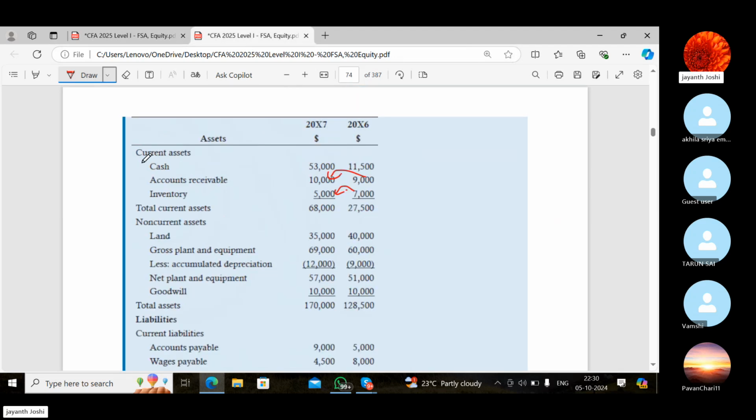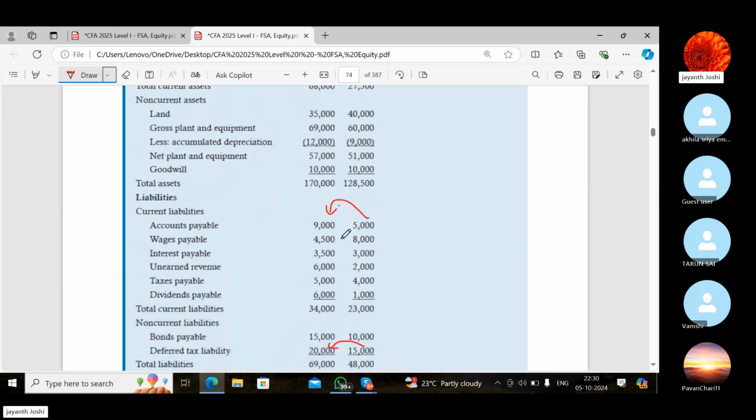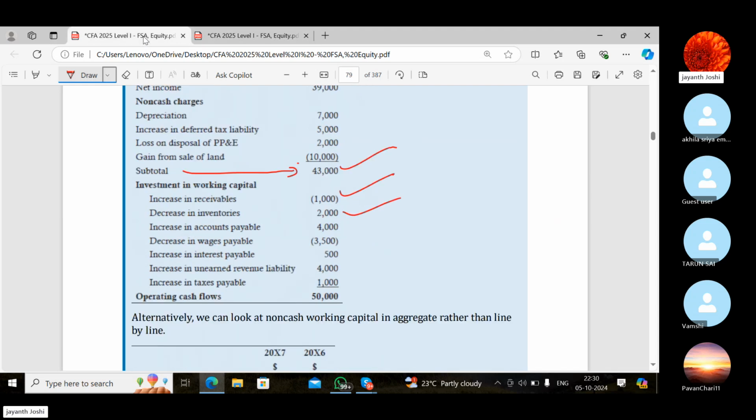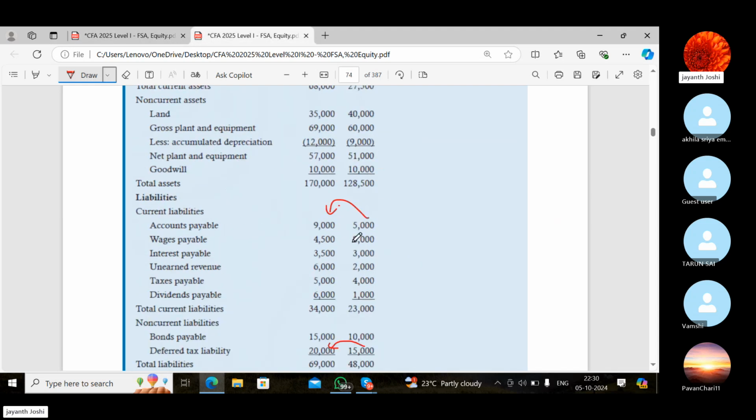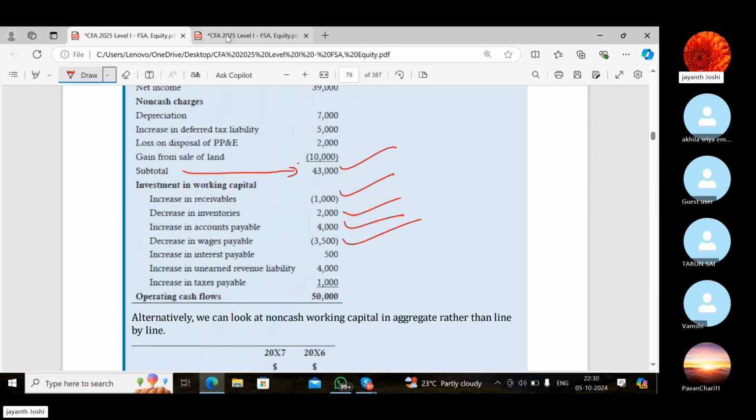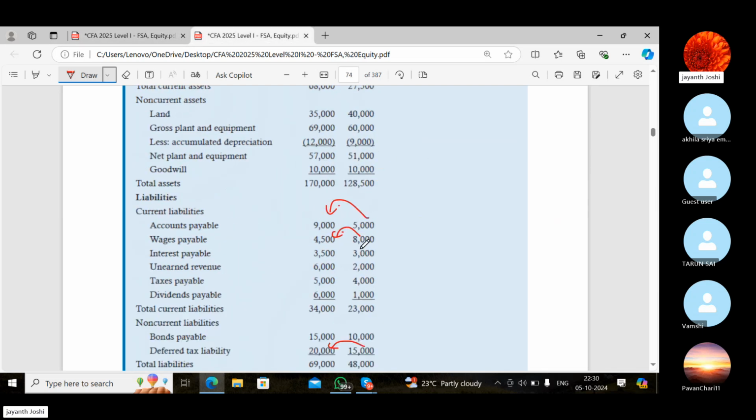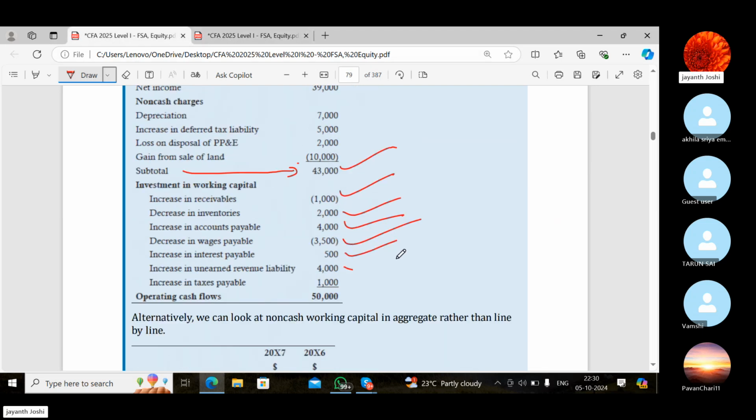Then there are only two current assets. Cash should not be taken, and overdraft should not be taken in liabilities. Accounts payable liabilities have increased, that means we did not pay cash, so increase in cash, add. Wages payable, the liability has decreased, we have paid cash, 3,500 subtract. Interest payable has increased, we did not pay cash, add. Unearned, already you know, 4,000, add. And increase in tax payable, we did not pay, add. So we get operating cash flows. This is the cash flow from operations as per indirect method.